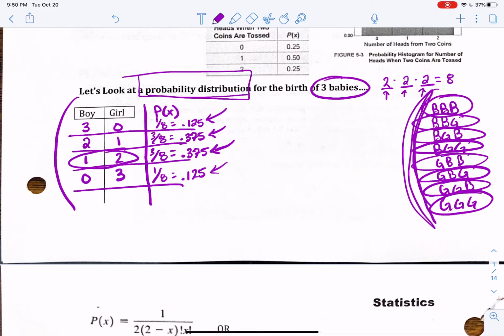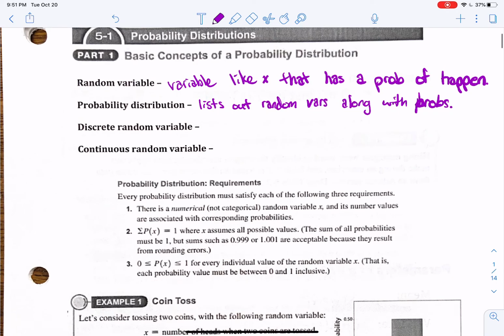It lists out all the combinations, and then it takes into consideration how many of each combination you have. Okay, so that's a probability distribution.